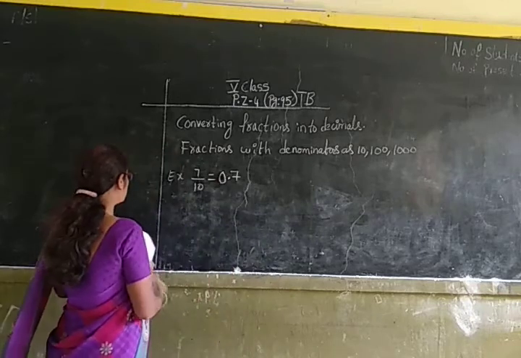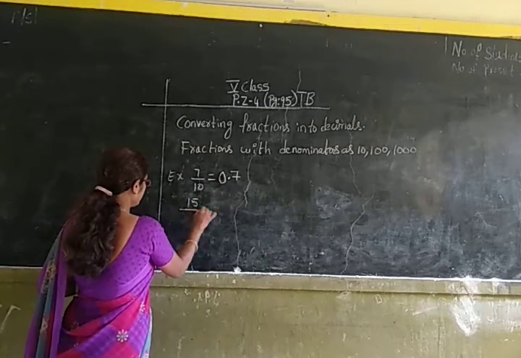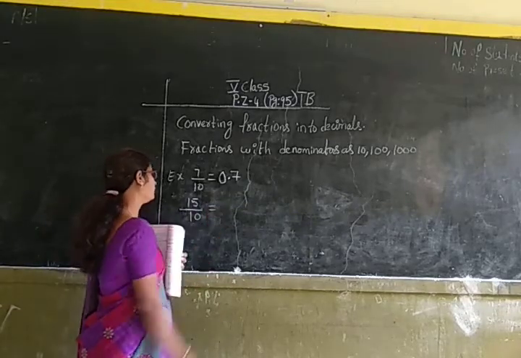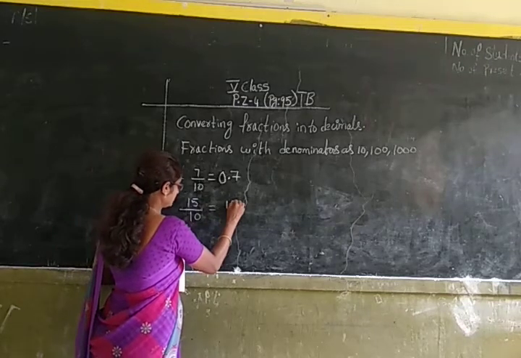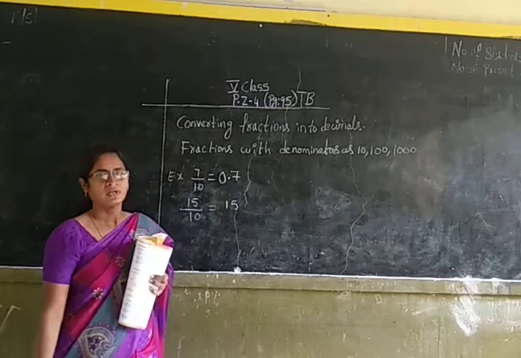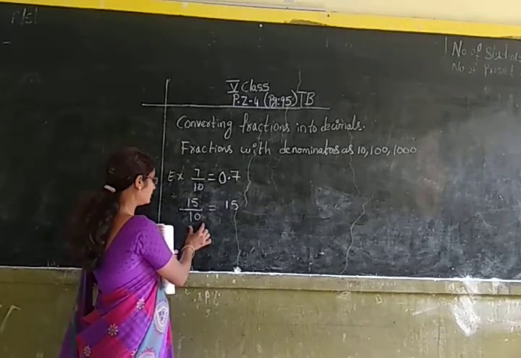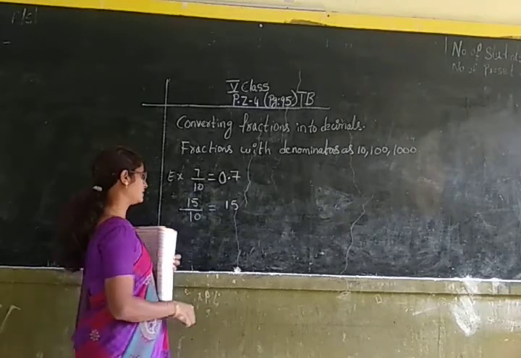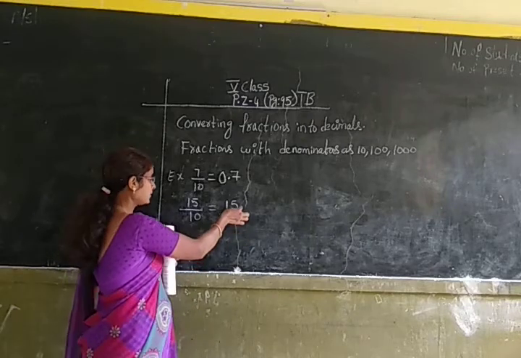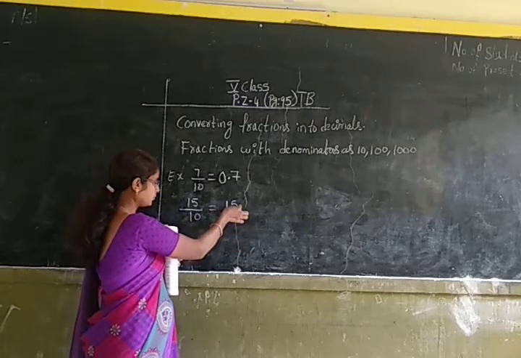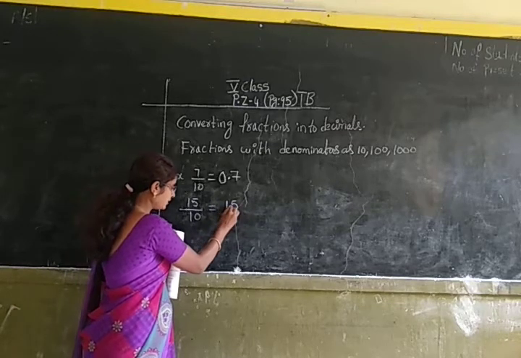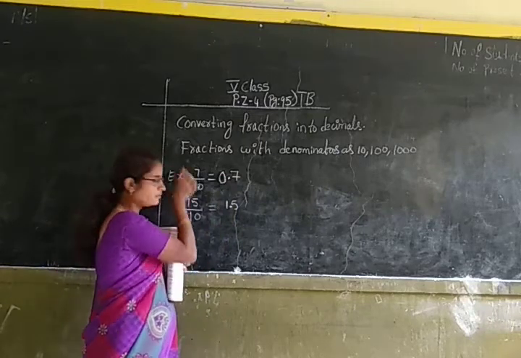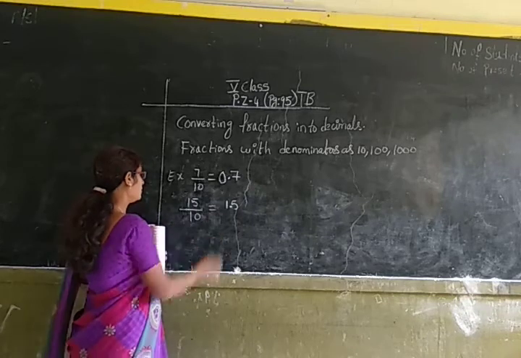Okay, children. Let us take the next example, which is 15 by 10. First let us write down the numerator, which is 15 as it is. Now in the denominator we are having 10 and 10 is having 1 0. So you have to put a point after one digit. You should always put the point from the right side to left side. So you have to put a point after 5. So 15 by 10 converted into decimal is 1.5.